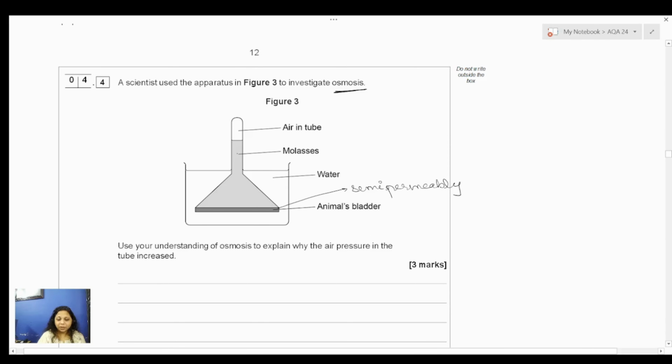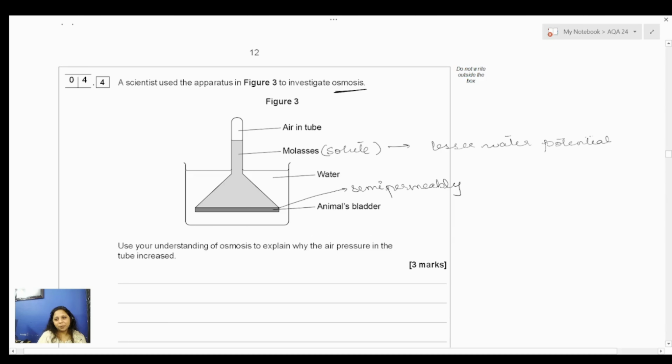There is more water in the tube. Okay, just look at the labeling. Just focus on the labeling. We have a tube which contains molasses, not water. So molasses means it's a solute. There is more solute and lesser water, so it has lesser water potential.